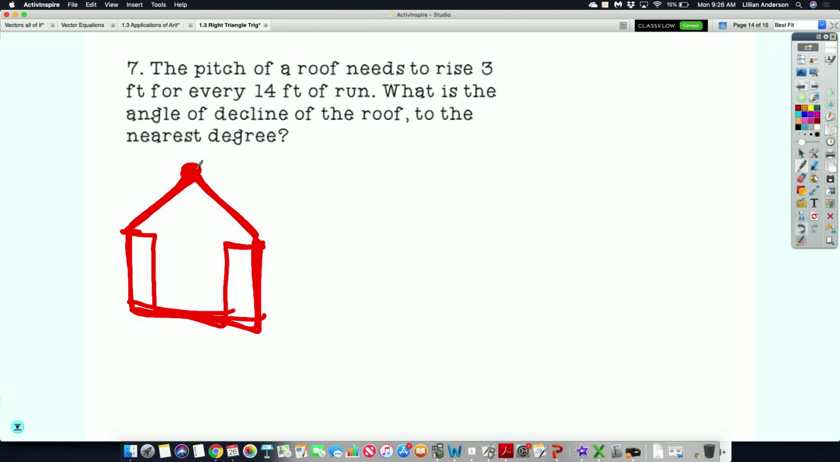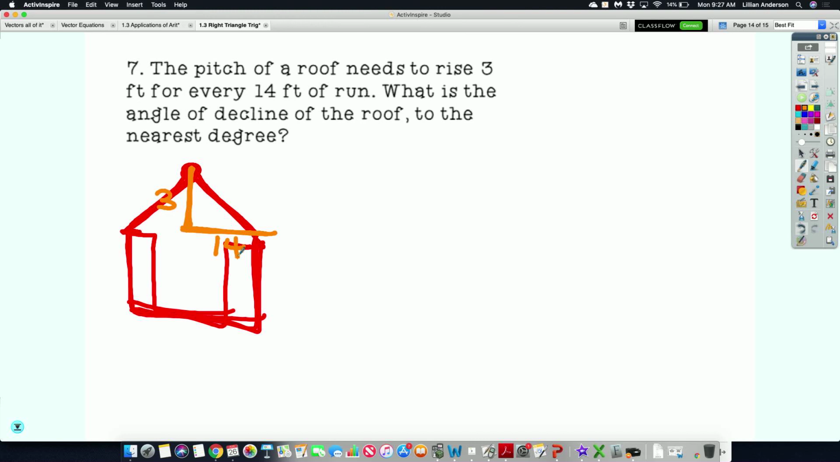And so it says the pitch of the roof needs to rise 3 feet. Rise means what? It needs to go up vertically 3 feet for every 14 feet of run. Run would be your horizontal. Do you see your right triangle? Okay. No, you don't need to graph it. I mean, you could, but you don't have to. So basically, you have your rise of 3 feet and your run of 14 feet. And it's asking you, what is the angle of decline of the roof?